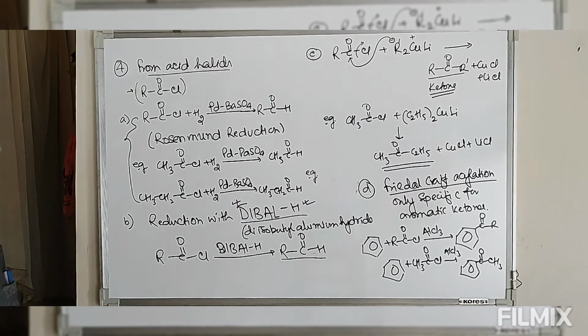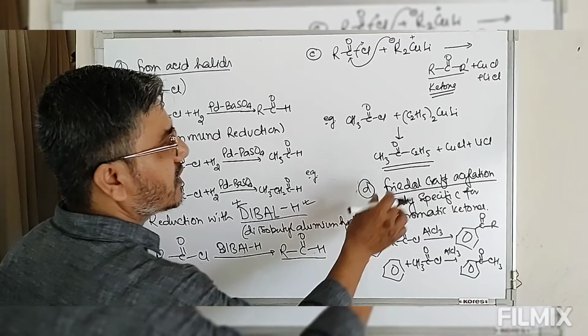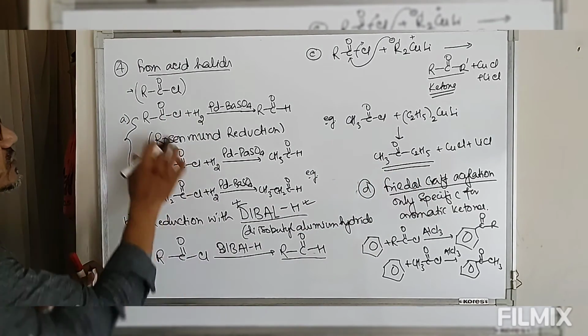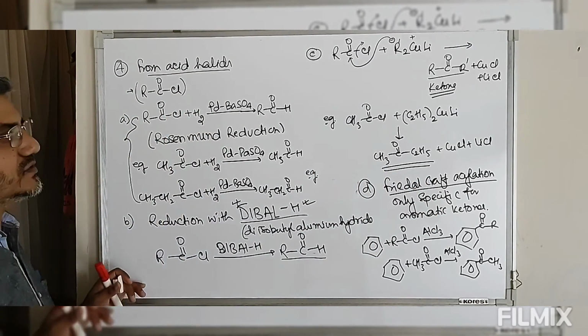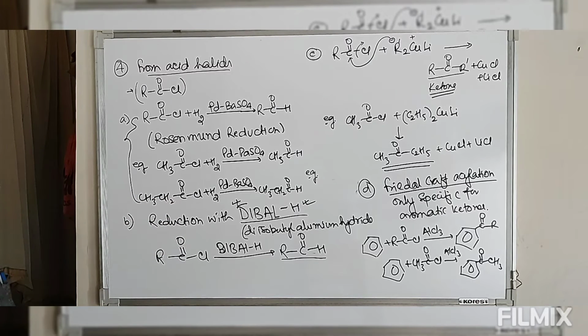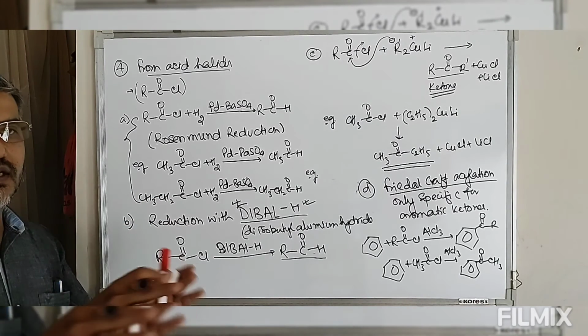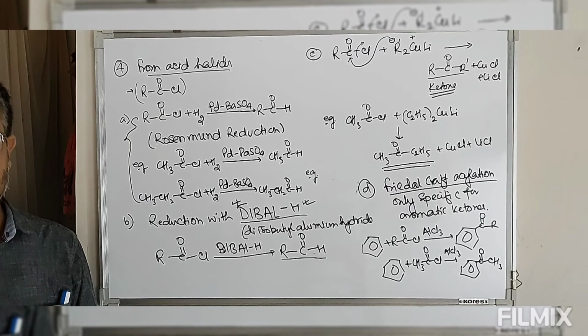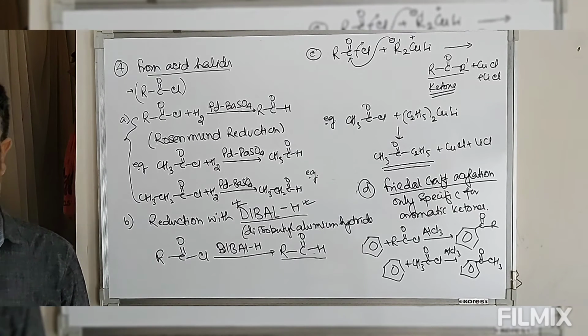So the important reactions here are: Friedel-Crafts reaction is important, reduction with DIBAL is important, and Rosenmund reduction is important. So this is another method from acid halide by which acid halide can be converted into ketones or aldehydes, that is carbonyl compounds.